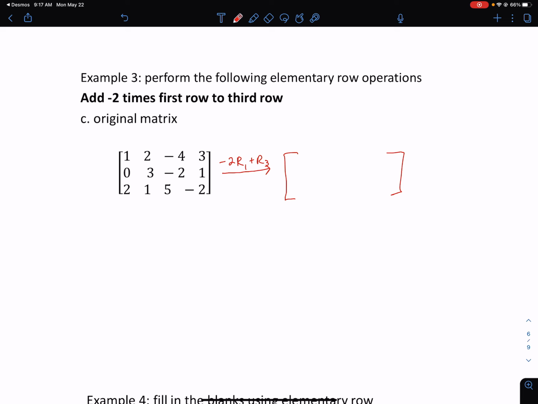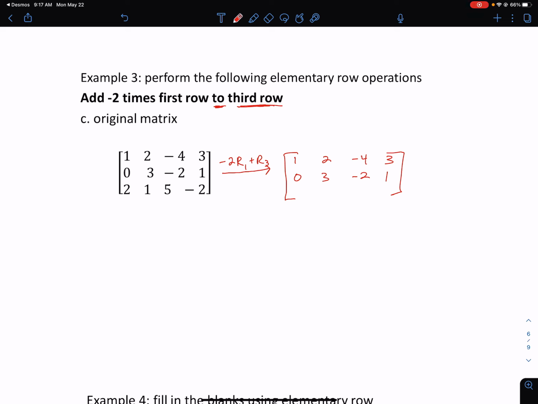So what I'd like to do is decide what row is actually changing. It's going to be row 3 that changes, because it says -2 times the first row to the third row. That means the first row remains unchanged, and that's important to understand. We're not changing the first row. We're changing the third row. We're adding something to the third row, which will change it. So before I do any operations, I like to recopy all the rows or columns that remain unchanged.